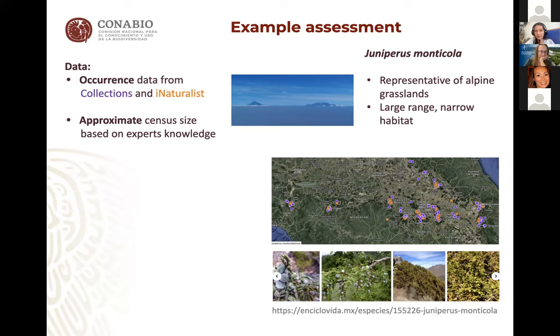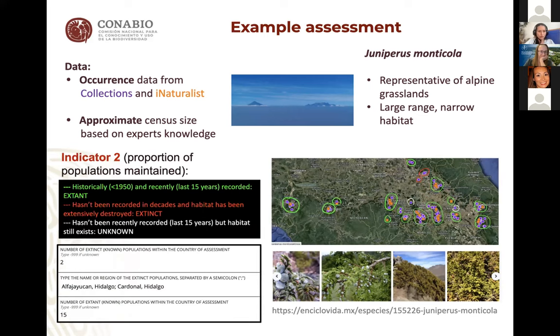We don't have any real census size, but we have an approximate size that can be undertaken from experts' opinion. So first, for indicator two, the proportion of populations maintained, we first made clusters among the high elevation mountains where the species have been seen. If it has been seen historically and recently, in the last 15 years, we recorded this population as still existing.